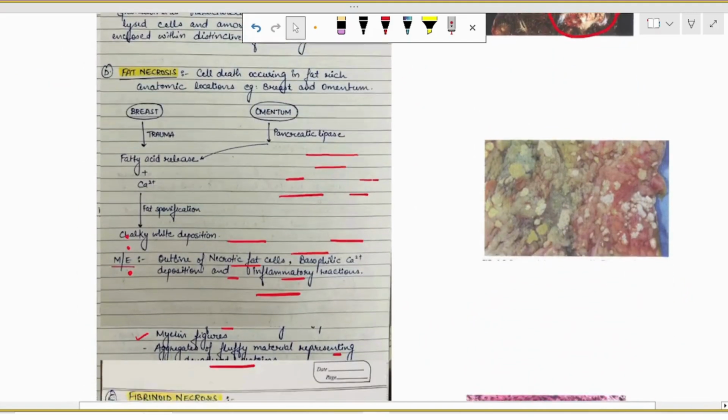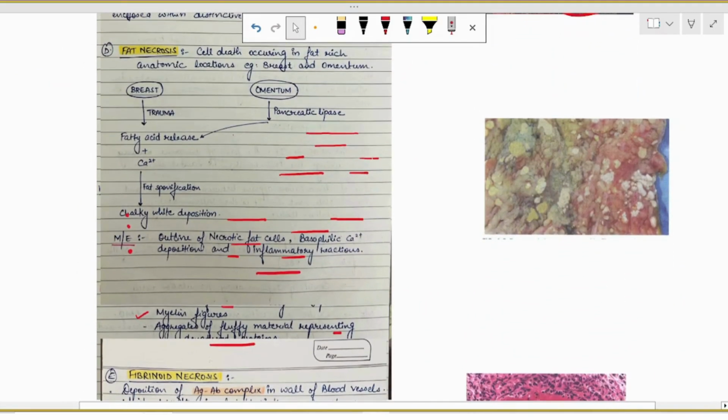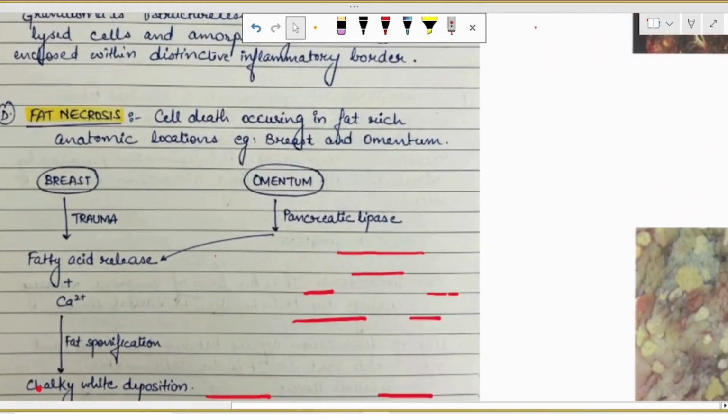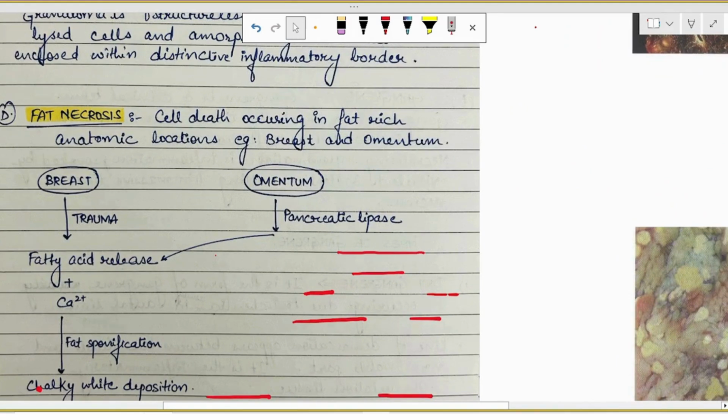Now further, another type of the necrosis is the fat necrosis. So, what is fat necrosis? Fat necrosis is the cell death occurring in the fat rich anatomic locations, and the fat rich areas are the breast and the omentum.